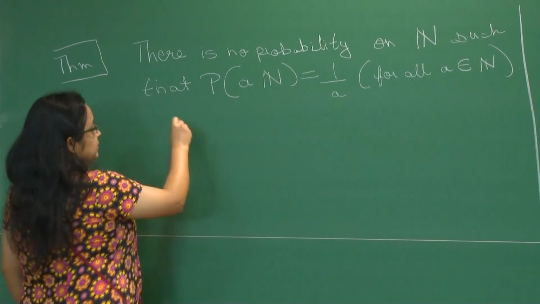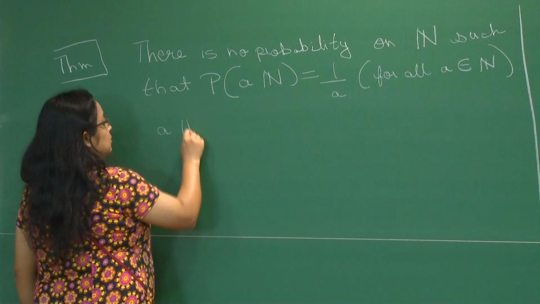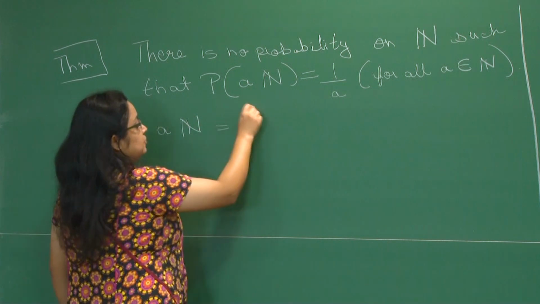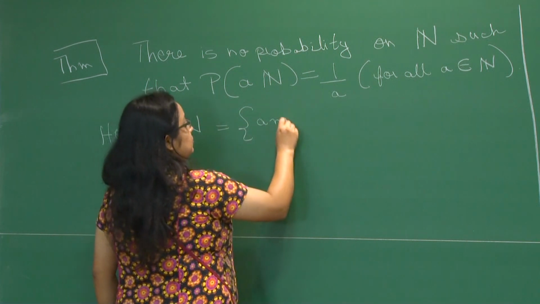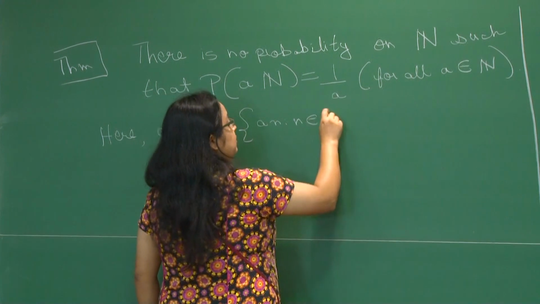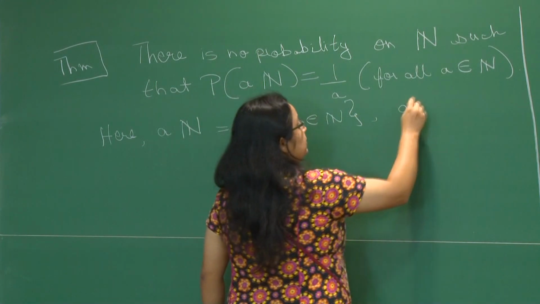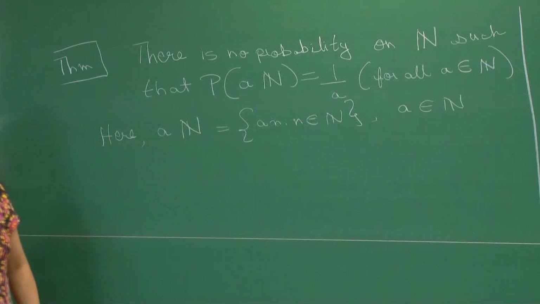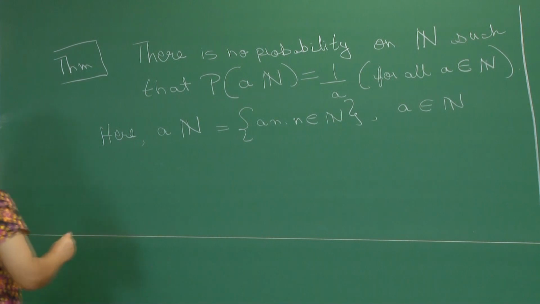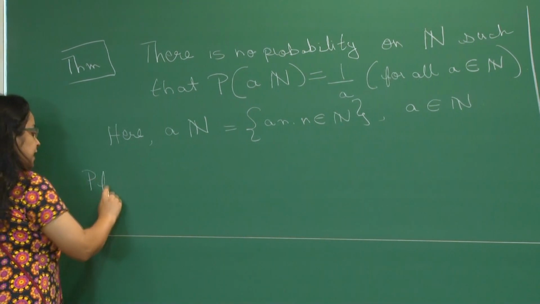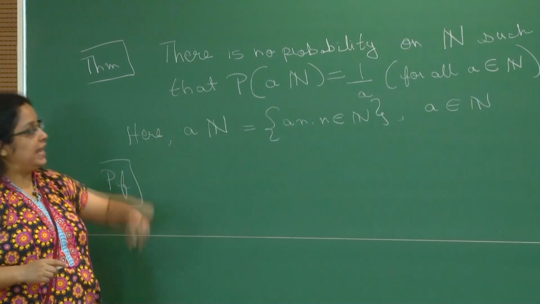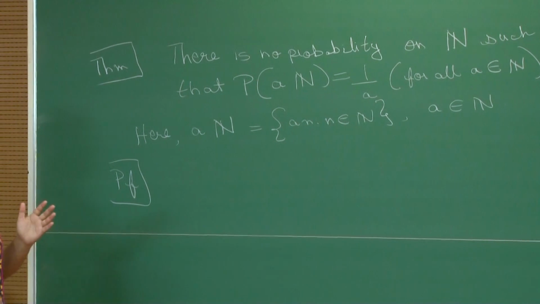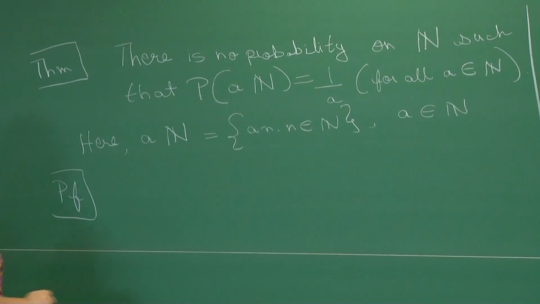By aN we simply refer to the multiples of a for some specific natural number a. So, for example, 2 times N is just the set of even numbers. Let us prove this, and here when I talk about probability on N, the sample space consists of the set N along with all its subsets.